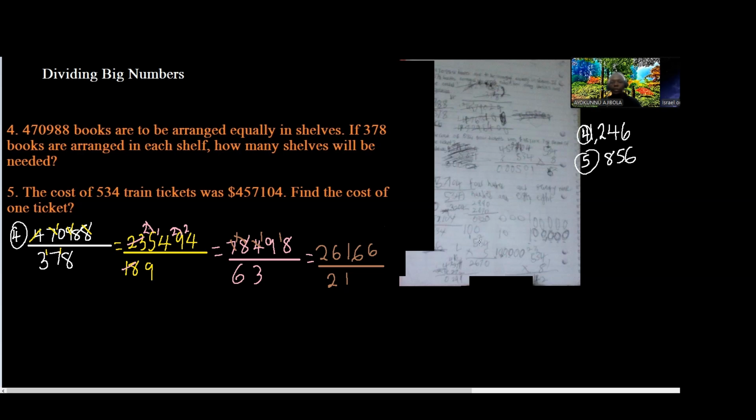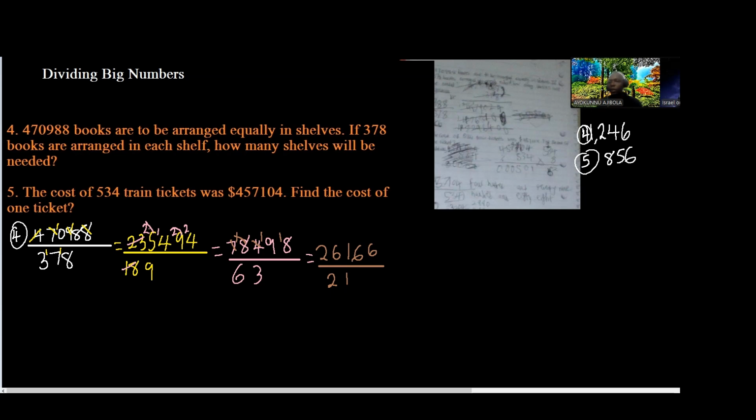Let me remove this bottom page. If 3 can go in 2, I use 26. 3 in 26 is 8, which is 24, remainder 2. 3 in 21 is 7. 3 in 6 is 2. And 3 in 6 is 2. That is 22. Then divided by the one above. How many 3s are in 21?